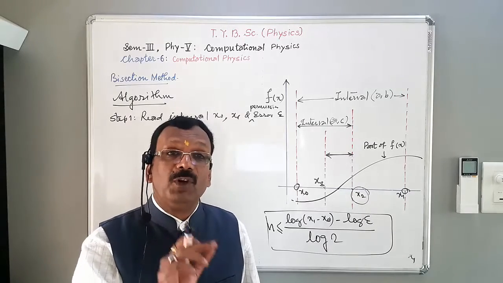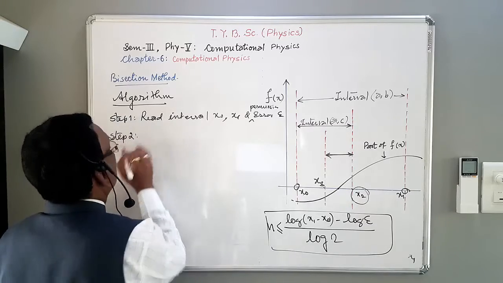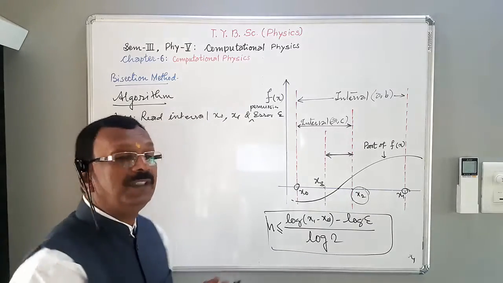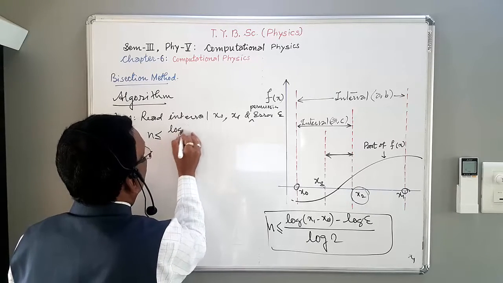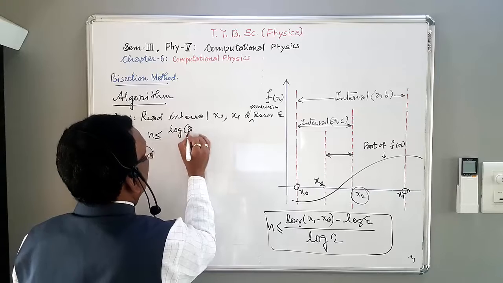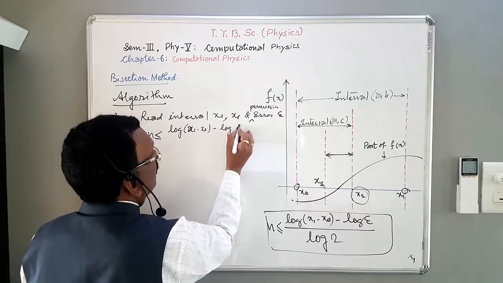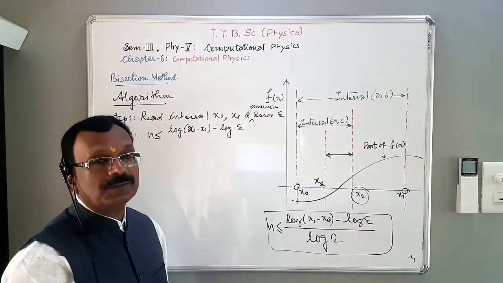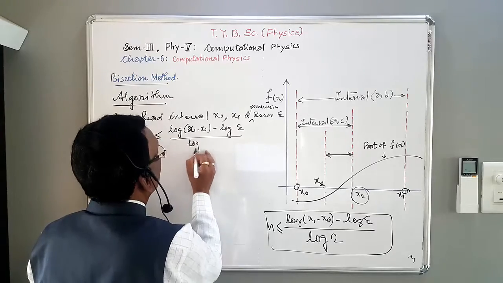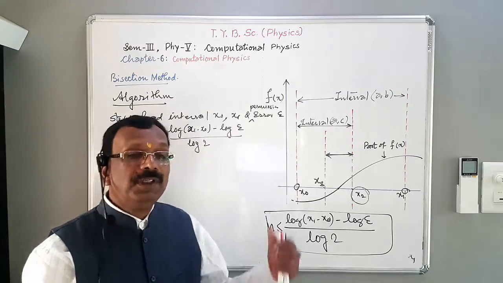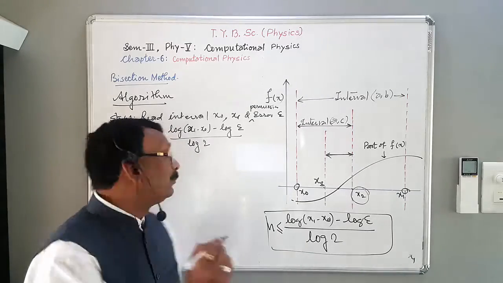Now when we have read the error, in the second step we have to calculate the number of steps by using the formula: n is less than or equal to (log(x1 minus x0) minus log epsilon) upon log 2.